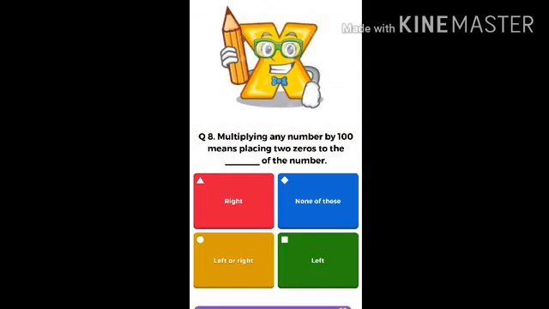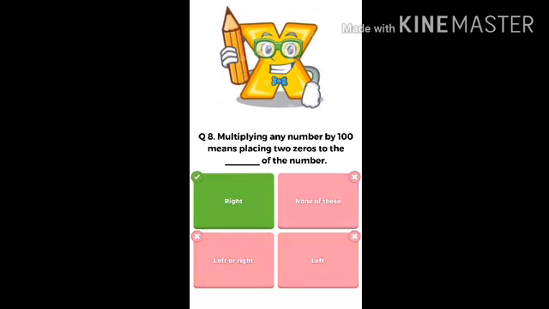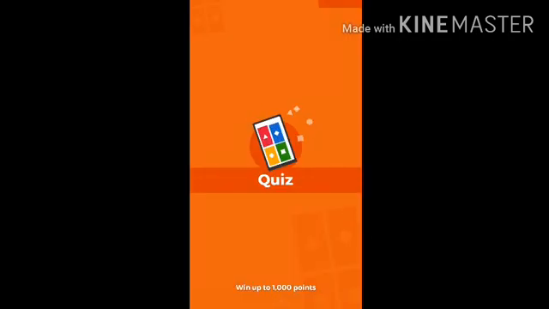Multiplying any number by 100 means placing 2 zeros to the end of the number. When we multiply any number by 100, we will write 2 zeros at the end of the number, or right side of the number. That is in the tens and ones places. And the number to be multiplied will be moved to the left.